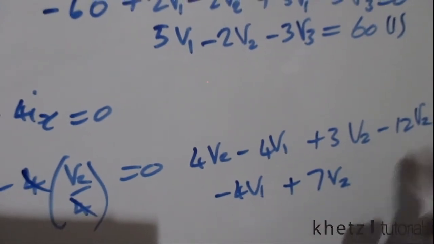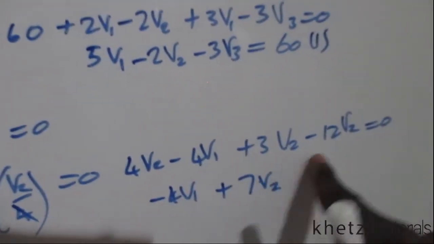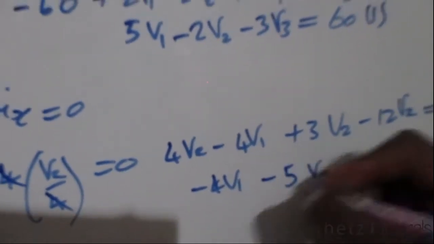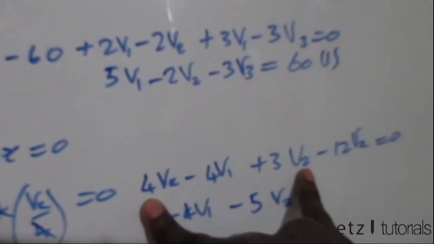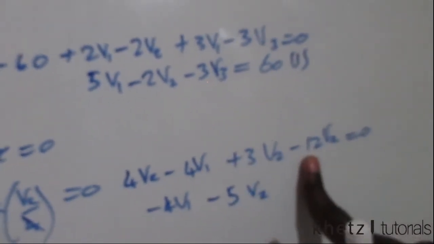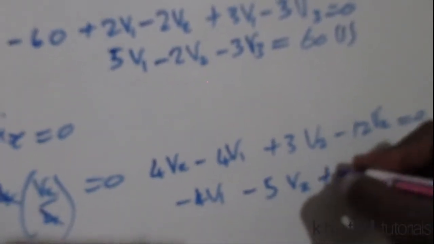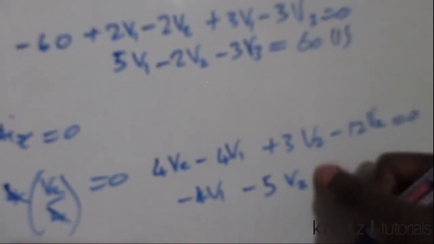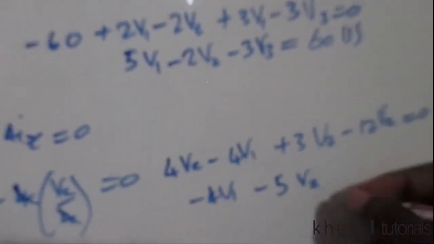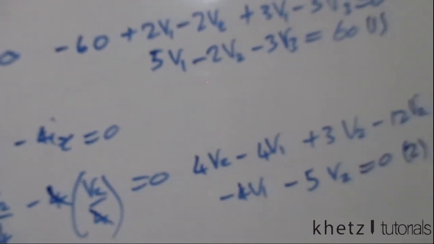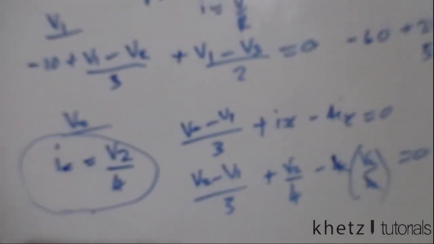We also have that, so plus 7, it's going to be negative 5, because 4 plus 3 is 7, minus 12 is negative 5. And finally, we don't have a third term. So that's basically all we have for the second equation. Am I missing something? No, I'm not missing anything.